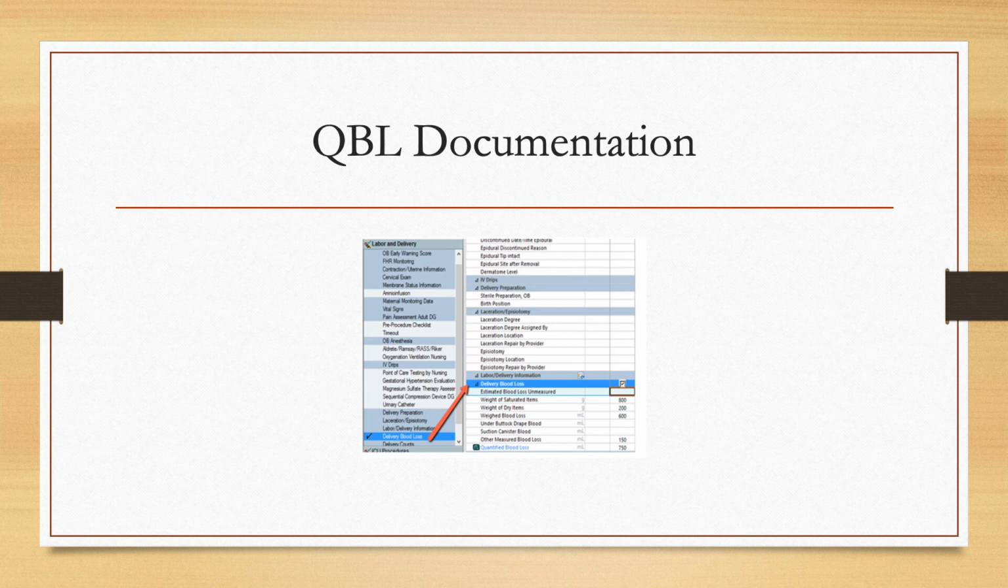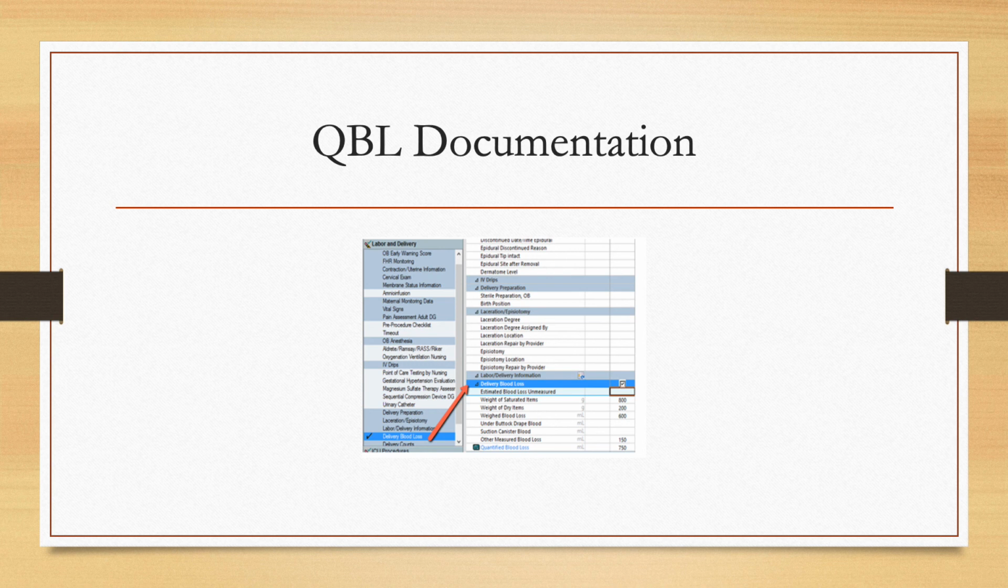QBL documentation. We know where to find this under delivery blood loss. And this makes it really easy. If you just enter the weight of saturated amounts, the weight of the dried items, it'll give you the net blood loss, QBL, the net quantified blood loss, all right? Please make sure that you know where to document this on Cerner.